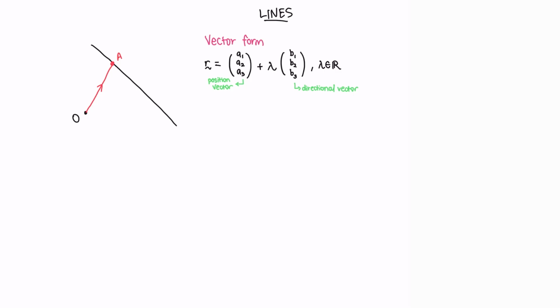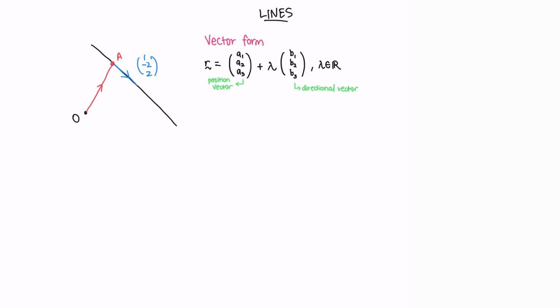Okay, but how does that help us? We can make use of this thing called a directional vector. What this directional vector is, is a vector that is in the direction of this line. So let's say I have this vector (1, -2, 2), which is in the direction of this line. Now how does that help us to find the entire line?